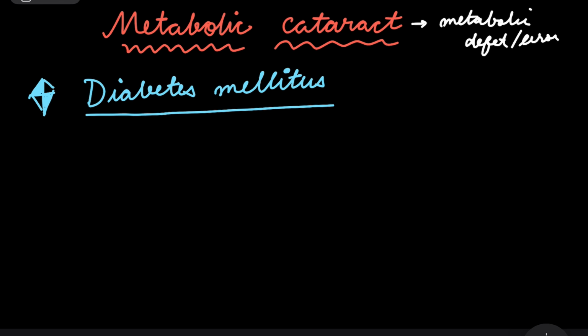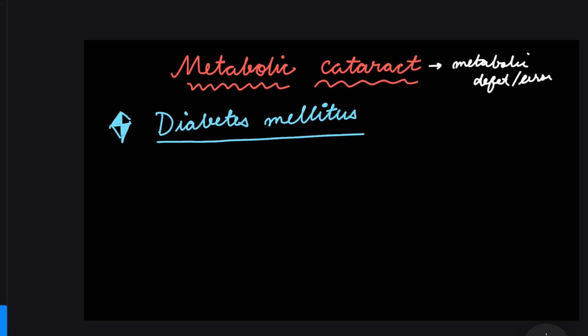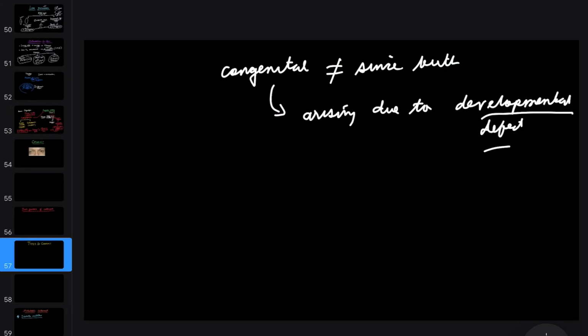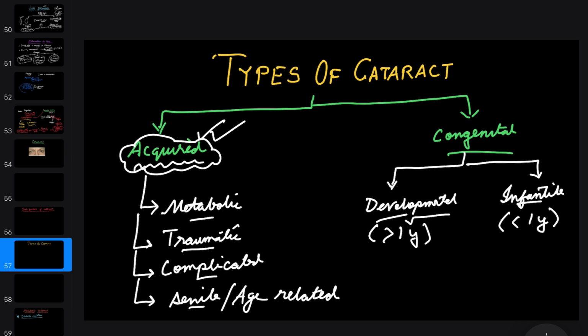So what exactly are we studying? Let me give you a quick highlight. We are studying cataract. Under that we are studying the acquired forms of cataract first, and under that we are studying the metabolic forms of acquired cataract first. What exactly are these metabolic cataracts? Metabolic cataract means opacification in the lens is developing due to some metabolic problem.